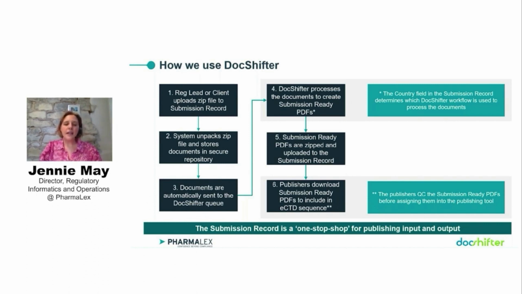Then also behind the scenes, once those submission-ready PDFs have been created, they are zipped back up and automatically uploaded back into the submission record. And then the regulatory lead can let the publisher know, and the publisher can then download those documents and go and prepare the eCTD sequence.